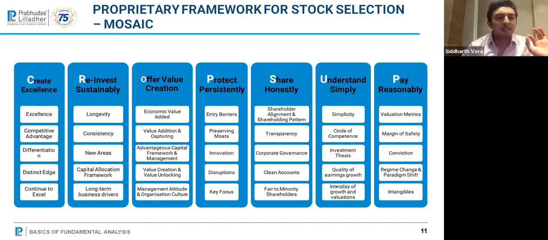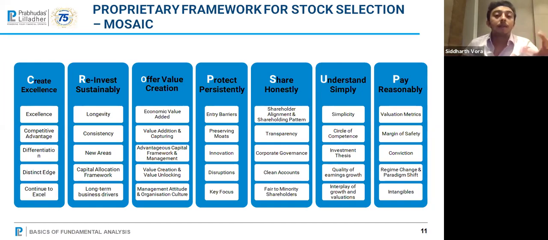रीइन्वेस्ट सस्टेनेबली इज सिंपल. अगेन, एक ही मिनट, मतलब 1 मिनट से भी कम में समझा दूंगा. मैं जो पैसा कमाता हूं उसको मैं मेरे बिजनेस में रीइन्वेस्ट कंटिन्यूअसली. आई शुड बी एबल टू रीइन्वेस्ट इट. Offer value creation is economic value addition should happen.